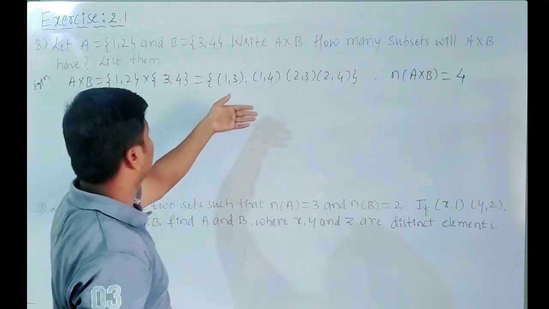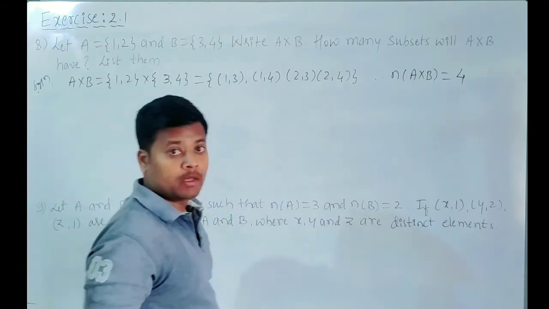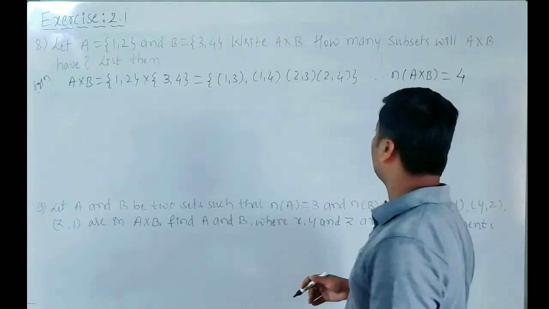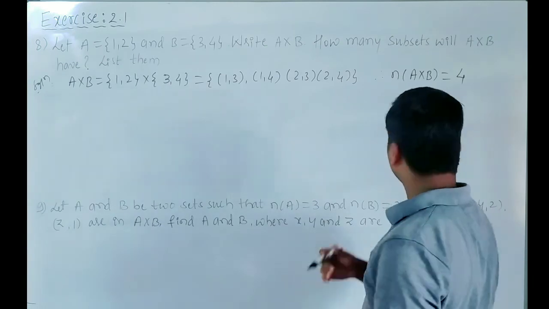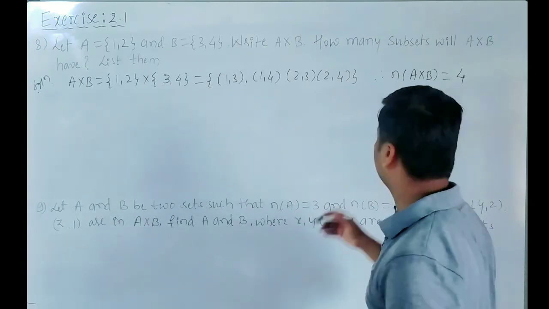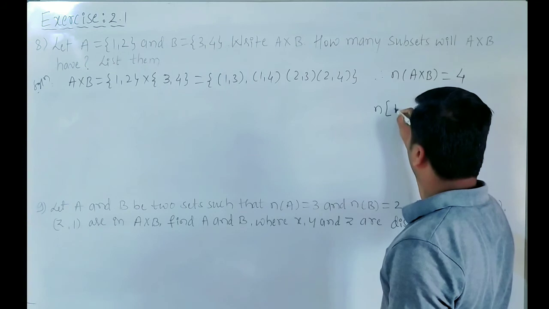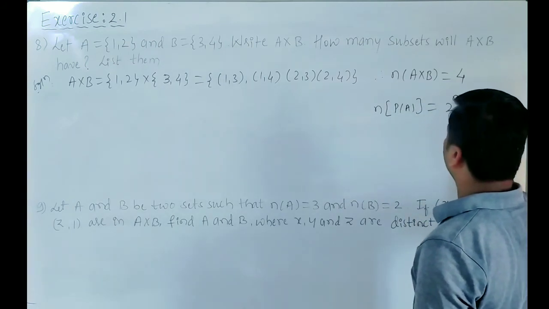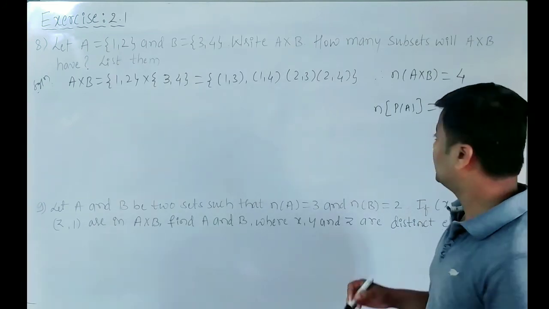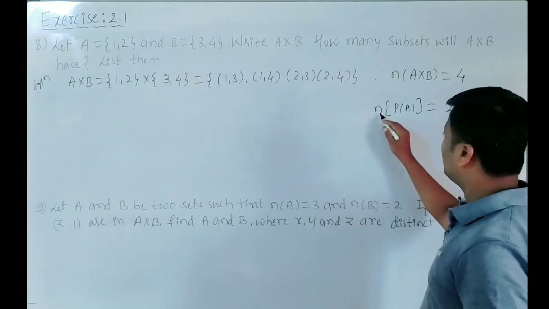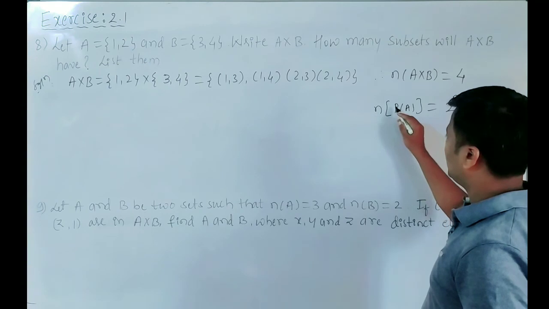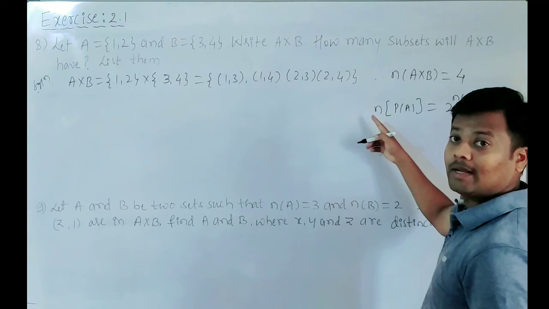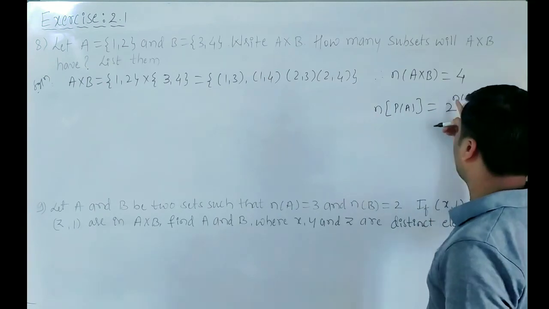How many subsets does this set have? We know the formula to find the number of subsets for a set A, the power set. N of P of A equals what? 2 to the power N of A. In set theory, the number of possible subsets for set A equals 2 to the power N of A.